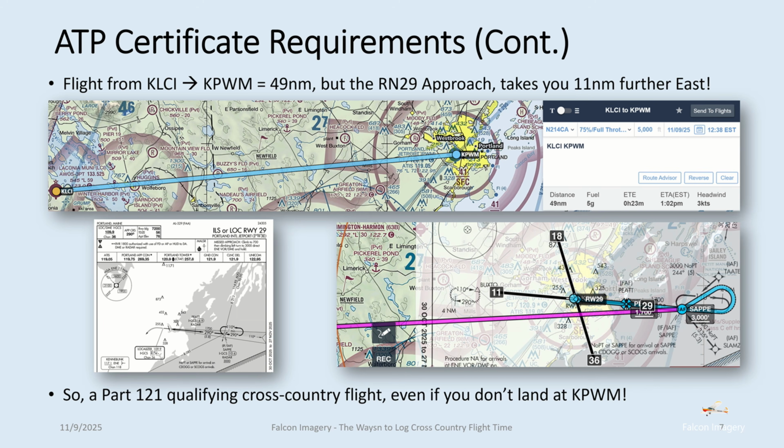So that's a Part 121 qualifying cross-country flight, at least for time building, even if you don't actually land at the Portland airport. You just want to be clear, though, in your logbook that you state that you did this flight from Laconia to Portland, Maine, and you shot the RNAV approach with vectors or to initial approach fix SAPI, or something to that effect.